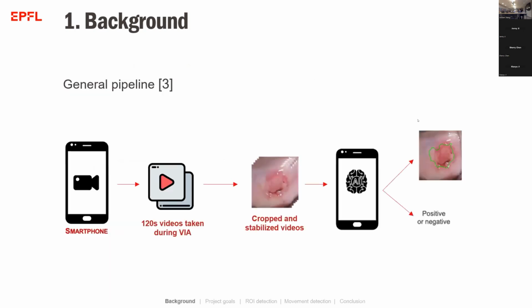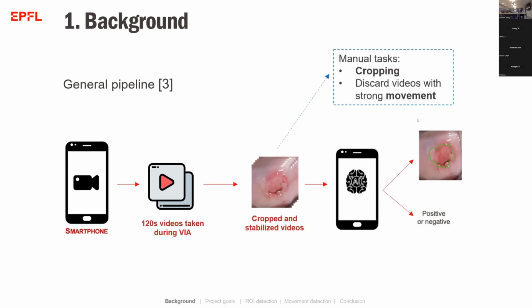So here is the pipeline of our project. First, we obtain the videos using a smartphone. Then these videos are cropped around the cervix and stabilized to later be classified with a neural network, which detects if they are positive or negative and the lesion region. Here we have two pre-processing steps that at the initial phase of the project were done manually. We had to crop the videos around the cervix and also discard the videos having a lot of movement, because the later classifier cannot deal with that.